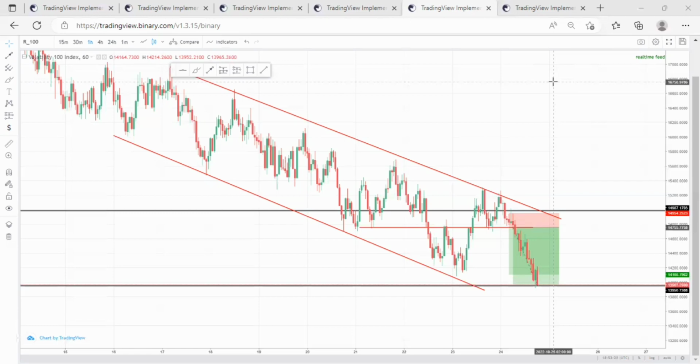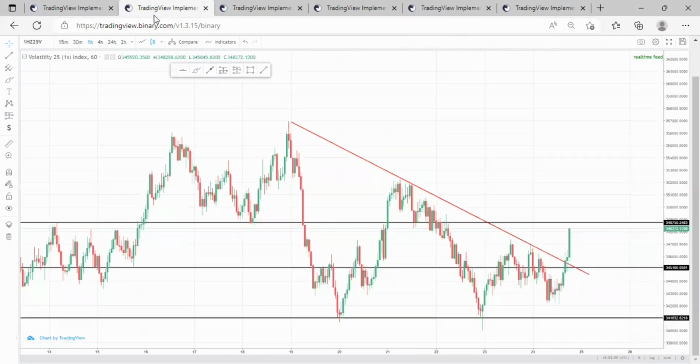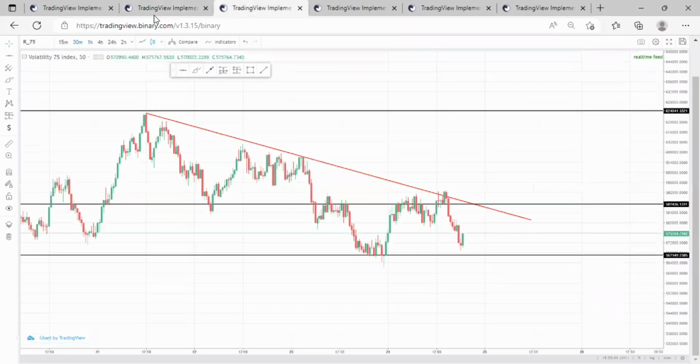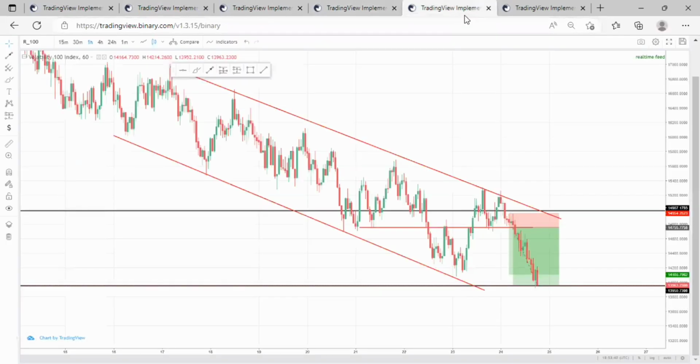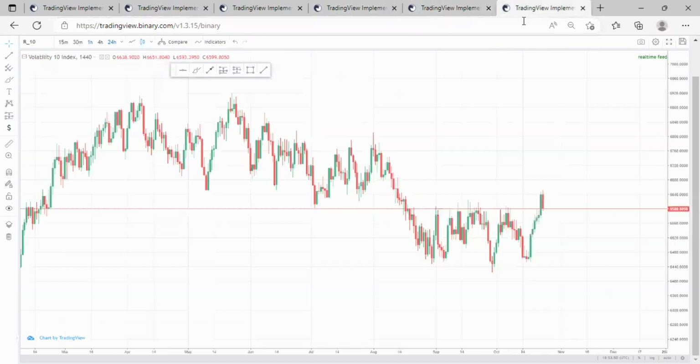So today we gave signals on VIX100, VIX75 and VIX10. Those three signals, right? Though we missed a lot of signals today, there's no problem. We have tomorrow, another day.